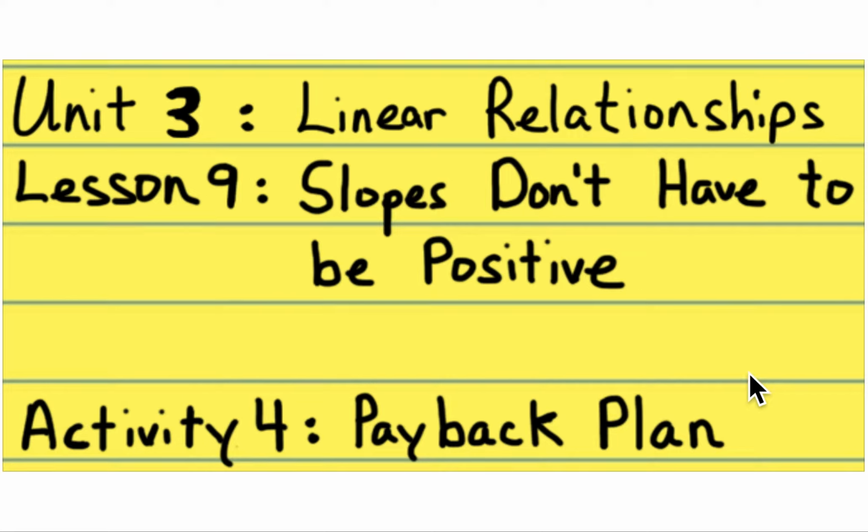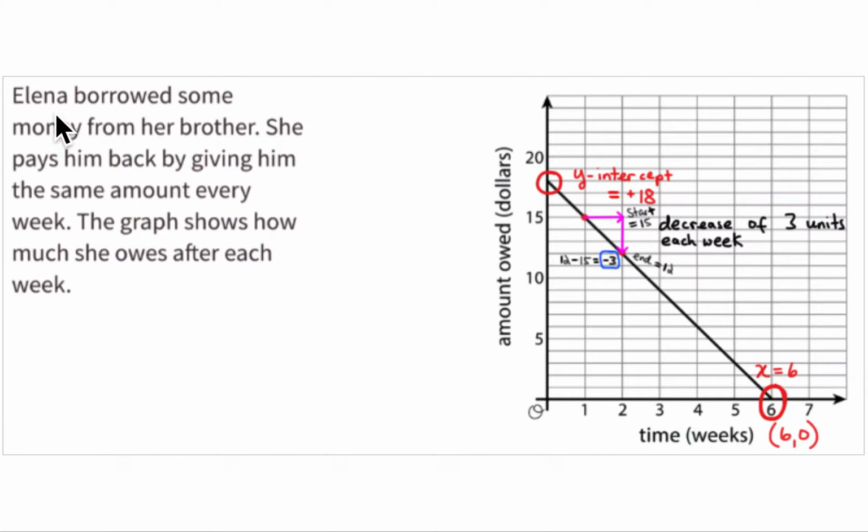This is activity 4, payback plan. In this case, Elena borrows some money and then she pays it back over time. So this is going to be a negative slope. She's going to start out with a positive amount of money, and then over time that money is going to flow away from her. She's going to pay back the amount of money she borrowed. So this is going to be adding a negative amount or subtracting the amount that she borrowed. So this is a negative slope. Again, it's in the top left corner and it's going to the lower right corner. So that's a negative slope.